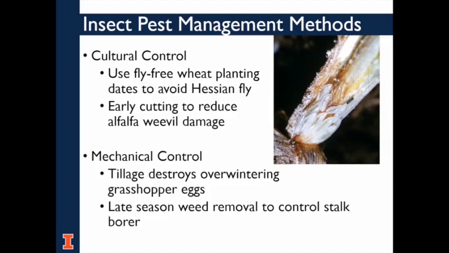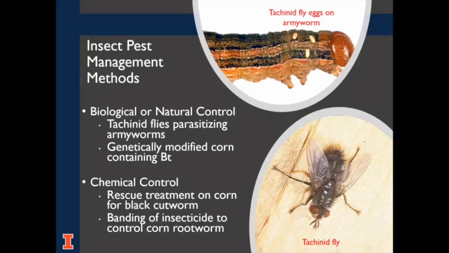Mechanical control strategies include tillage to destroy overwintering grasshopper eggs, or late-season weed removal to control the stalk borer. Biological or natural controls involve encouraging natural enemies or helping plants protect themselves. This includes the tachinid flies that parasitize armyworms, utilizing genetically modified corn containing Bt, and of course chemical controls.